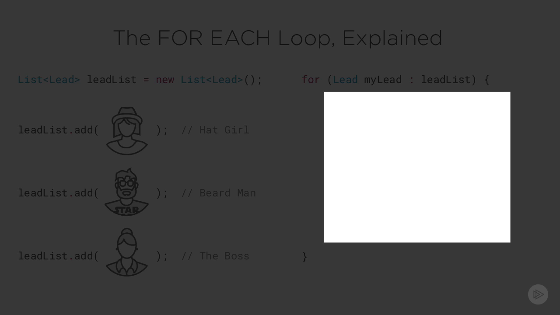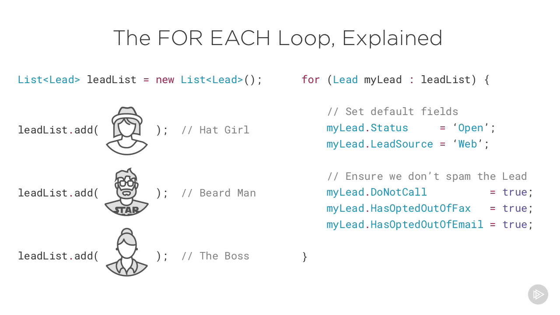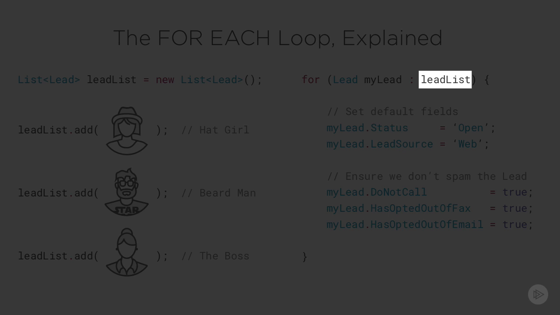Now inside our loop, we have our code block that we want to repeat. Here, we're setting default field values on our lead. And here, we set some anti-spam values on the lead. Basically, this loop sets default field values and anti-spam values for all leads in the given collection.